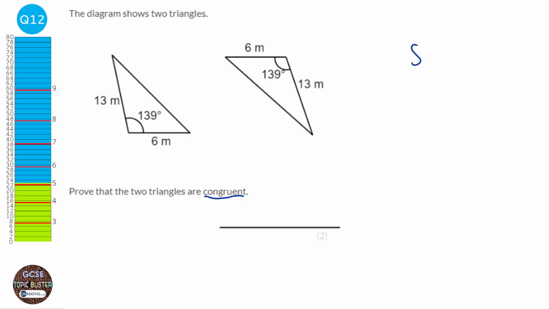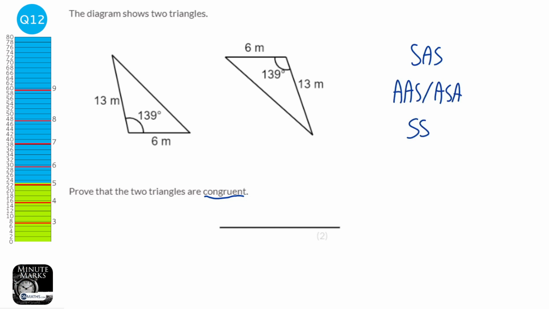When proving two triangles are congruent, and congruent means exactly the same, we're going to have one of 4 answers. Either side angle side is the same, angle angle side, or angle side angle. Side side side are the same, or they have the same right angle, hypotenuse and side. This question doesn't have a right angle, so we can cross that out. It has 2 lengths, so 2 sides, but not 3, so we can cross that one out. It only has 1 angle, so we can cross this one out.